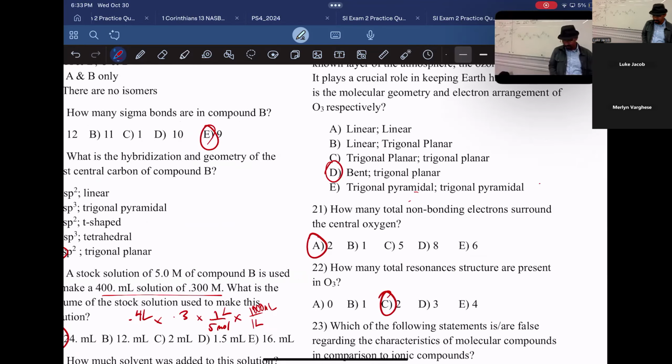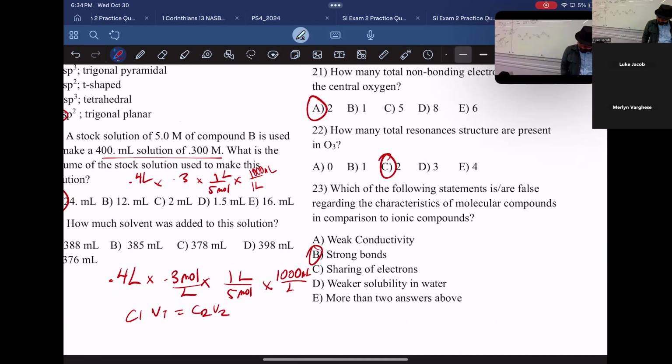How many total non-bonding electrons? This is a question I think he probably asked on the final, based off of this stuff. Non-bonding would just be the lone pairs. And remember, I'm not asking about lone pairs, I'm asking about electrons. So 1, 2, and so on. The answer choice is A. Non-bonding things are things that are not bonded. How many total resonance forms? There's two, as I said right there.